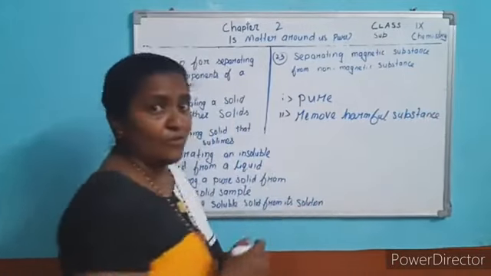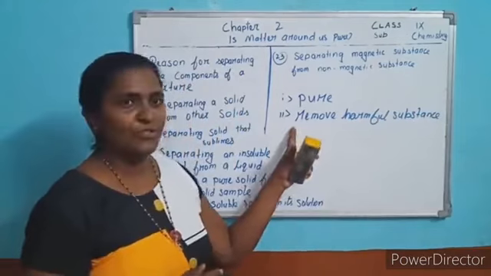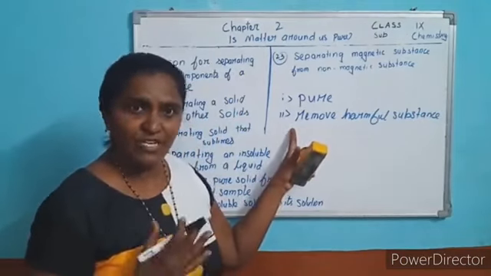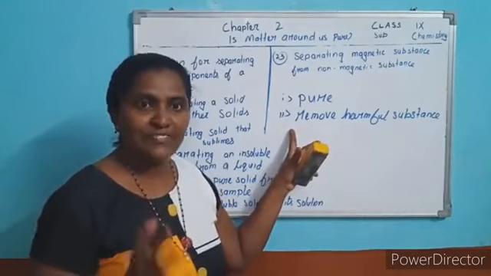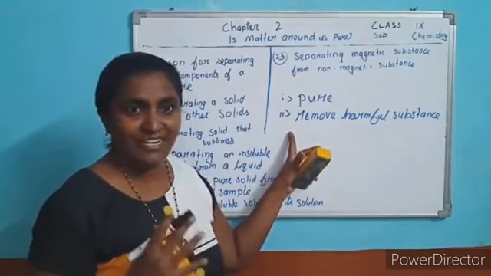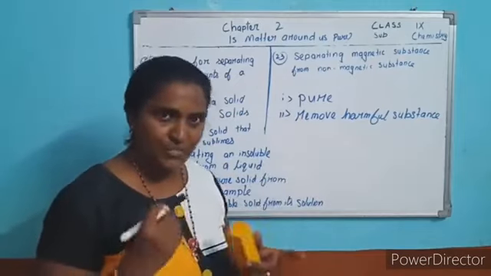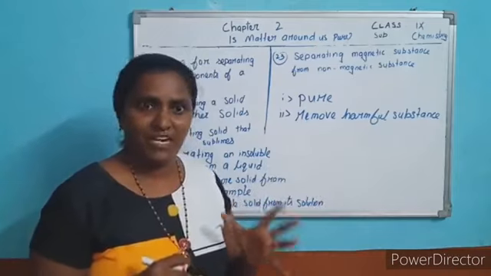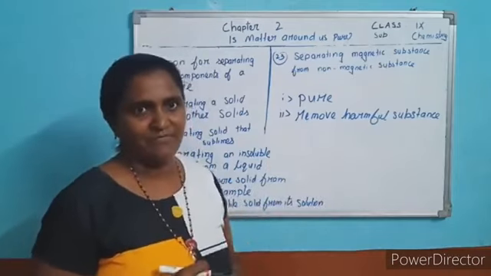So for this, there is a purpose to remove the impurities from the mixture. What is the need of separation? In order to get a pure sample, in order to remove the harmful substance from the compound or from the mixture.